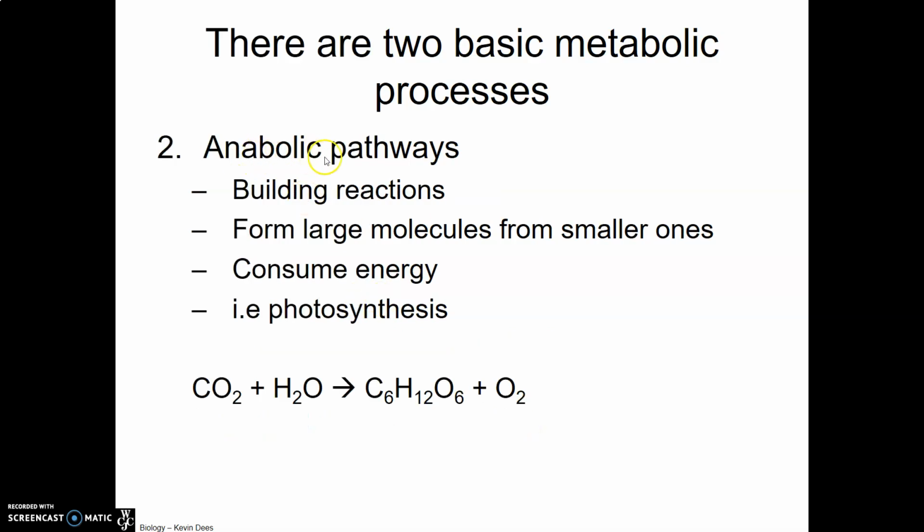An anabolic process is a building process, right? Like dehydration synthesis. So this is where we'll form large molecules from smaller ones. These processes typically consume energy or require an energy input. So, for example, photosynthesis. In photosynthesis, we're going to take carbon dioxide and water, and we're going to use an energy source such as light, photons of light from the sun, and we're going to use that to build a larger molecule of sugar and liberate some oxygen.